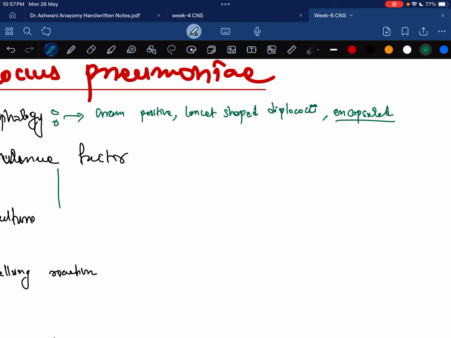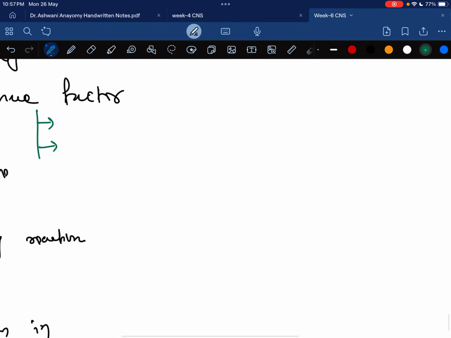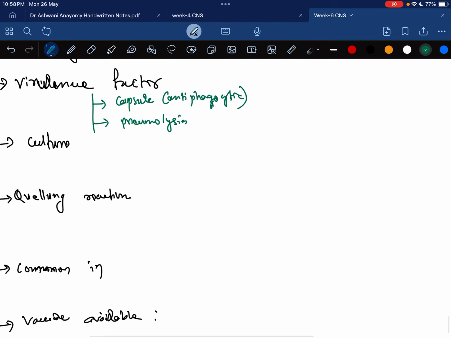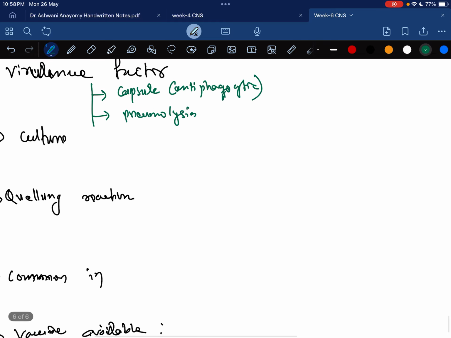When we look at the virulence factors of Streptococcus pneumoniae, the main one is the capsule, which is anti-phagocytic, and there is pneumolysin. These are the virulence factors. There are lots of others, so I am not going to discuss them; I am just going to highlight these points.